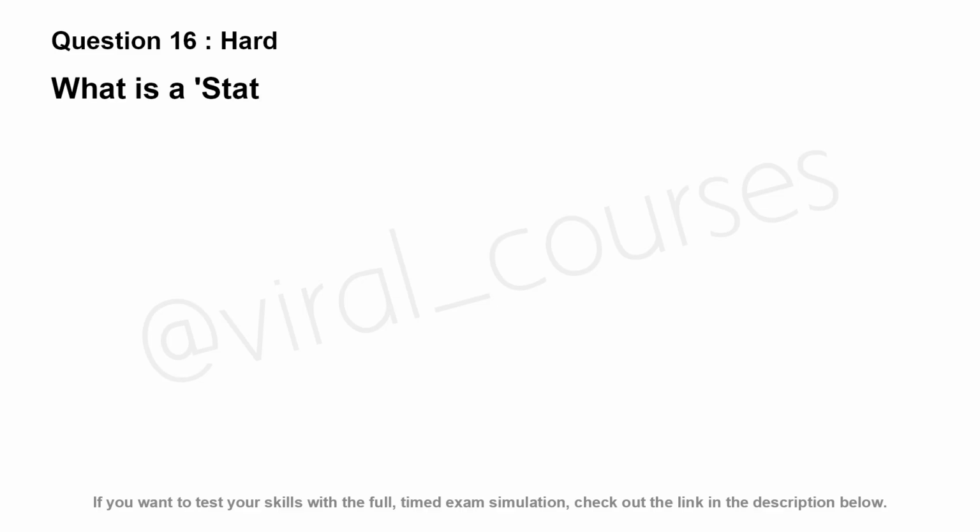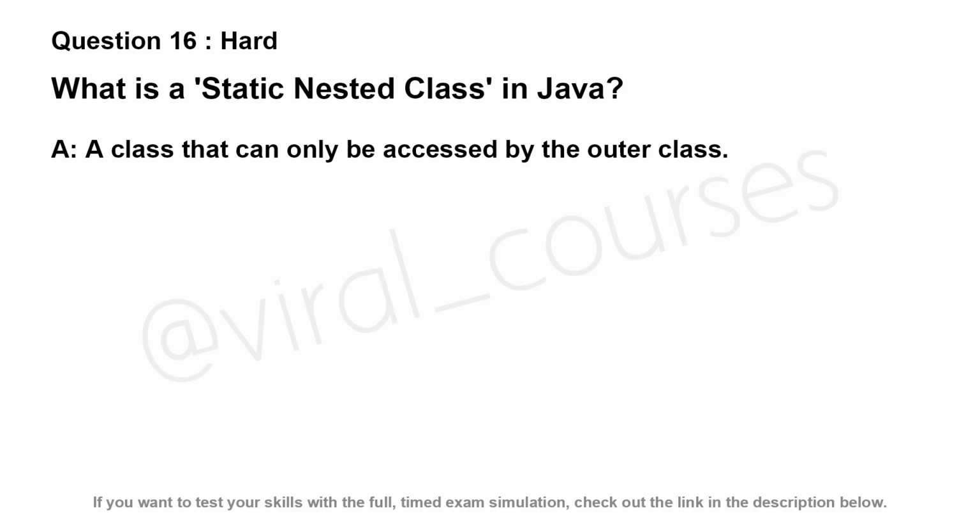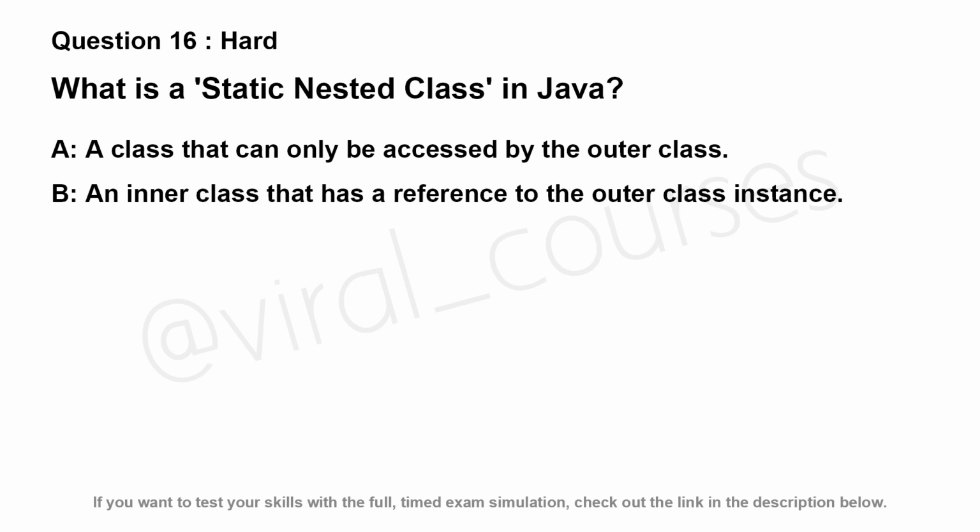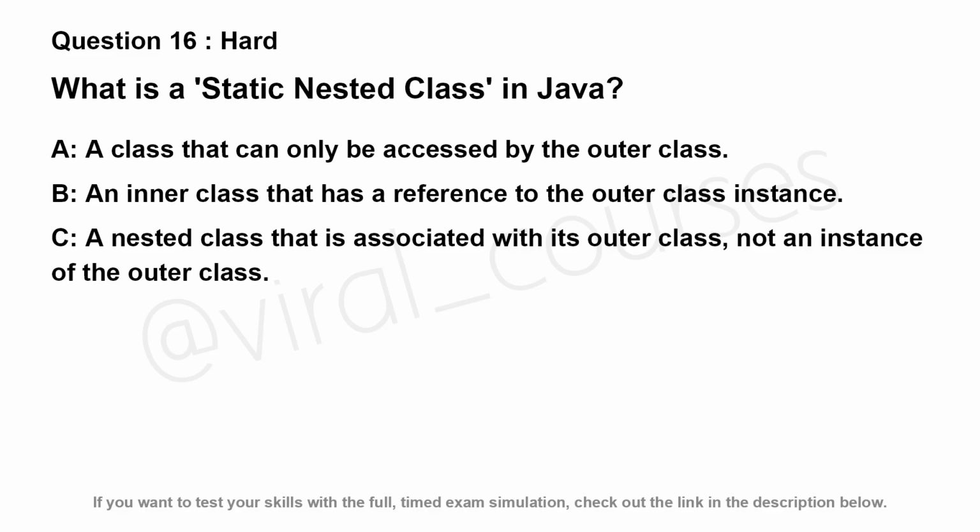What is a static nested class in Java? Option A. A class that can only be accessed by the outer class. Option B. An inner class that has a reference to the outer class instance. Option C. A nested class that is associated with its outer class, not an instance of the outer class. Option D. A class defined inside a method.